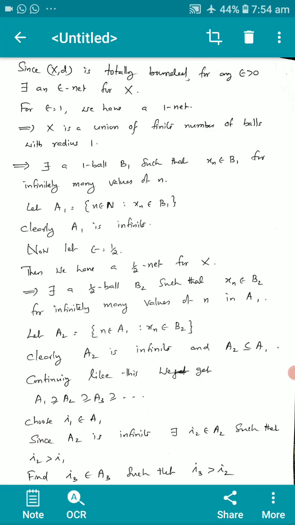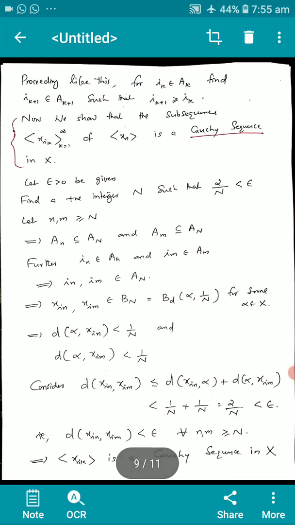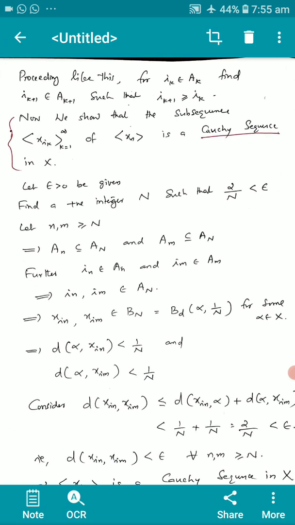Continuing like this, we get A1 contains A2, which contains A3, and so on. Choose i1 in A1. Since A2 is infinite, there exists i2 in A2 such that i2 is greater than i1. Find i3 in A3 such that i3 is greater than i2. Proceeding like this, for i_k in A_k, find i_{k+1} in A_{k+1} such that i_{k+1} is greater than or equal to i_k.